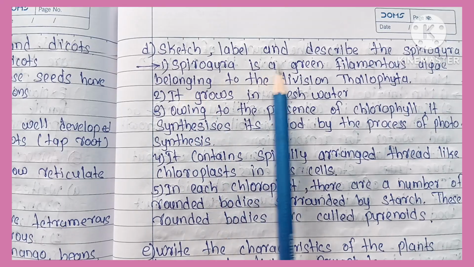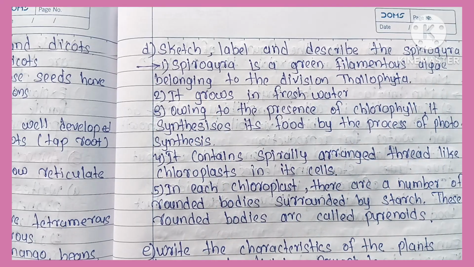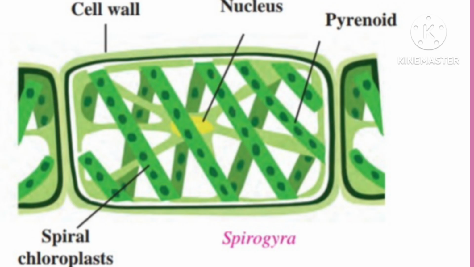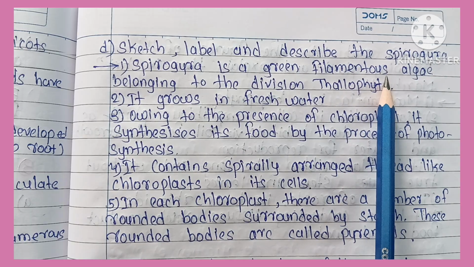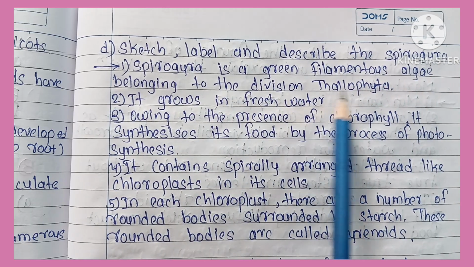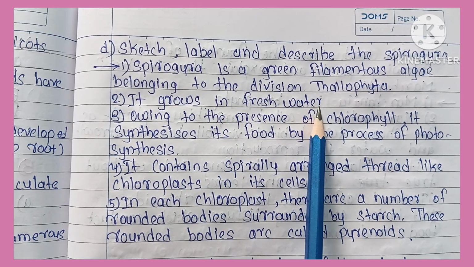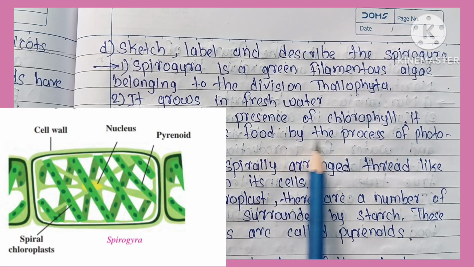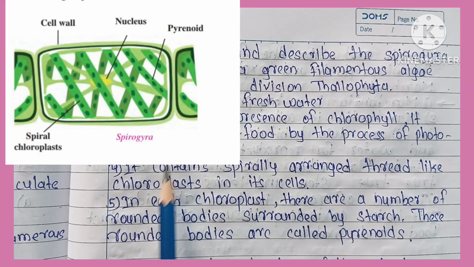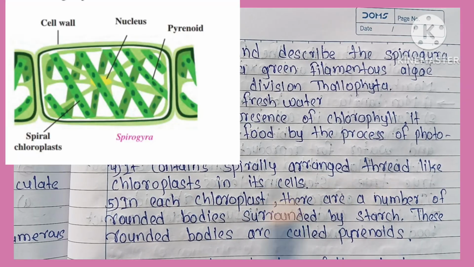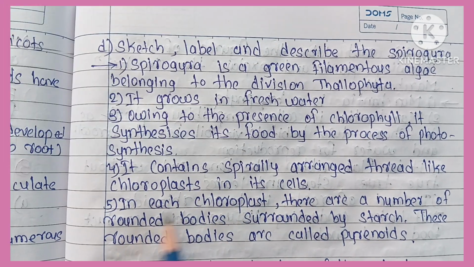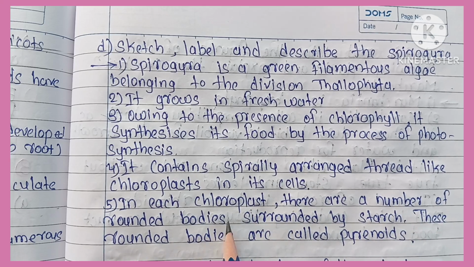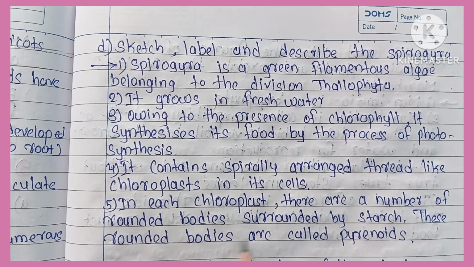Next question, sketch, label and describe the Spirogyra. Draw the diagram and label every part well. Description, Spirogyra is a green filamentous algae belonging to the division Thallophyta. It grows in fresh water. Owing to the presence of chlorophyll, it synthesizes its food by the process of photosynthesis. It contains spirally arranged thread-like chloroplast in its cell. In each chloroplast, there are a number of rounded bodies surrounded by starch. These rounded bodies are called pyrenoids.